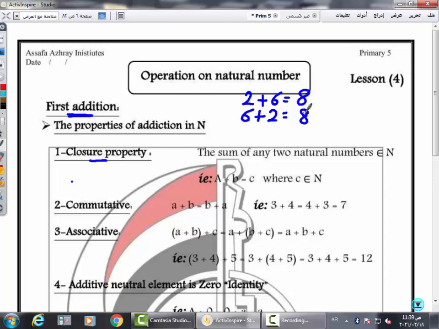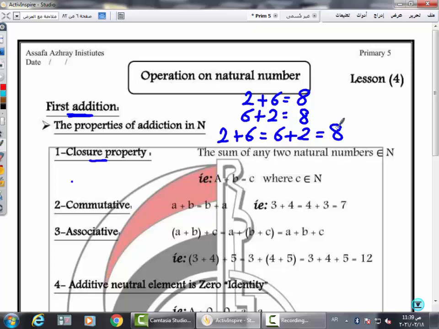So then they are the same. So then 2 plus 6 equals 6 plus 2 equals 8. Okay? This property is called commutative property.